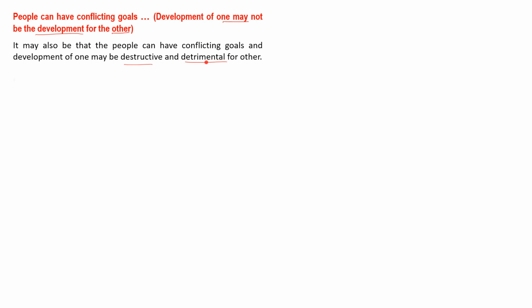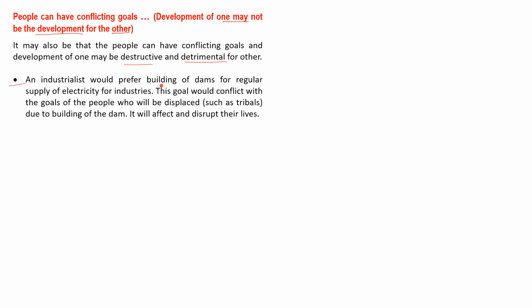We can take examples. An industrialist would prefer building of dams for regular supply of electricity for industries because industries are run by electricity. But this goal can conflict with the goals of the people who will be displaced, because when dams are built, a lot of people are displaced. They have to leave the place and a lot of land is submerged into water, and mostly tribal people suffer. So they will not like the dam to be built, or they will ask for different options that do not affect their life, because building of a dam will disrupt their lives. So here the goals are conflicting, the goals of the industrialist and the goals of the tribal people.